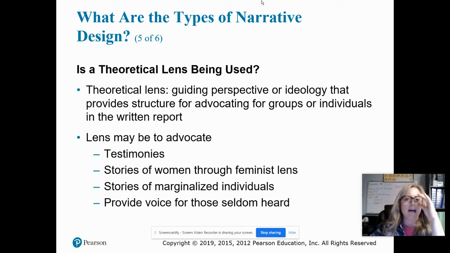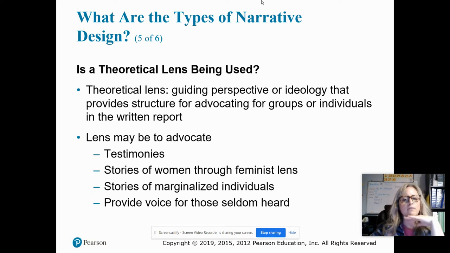Okay, so that just means that there's some type of guiding perspective. So it's guiding you on maybe what your outcome is going to be. So it guides your perspective or ideology that provides structure for advocating for groups or individuals in the written report. So, like I said earlier, on how this can integrate into your faith with doing research that's based on maybe some guiding principles in the Bible. You can focus on different individuals' testimonies.